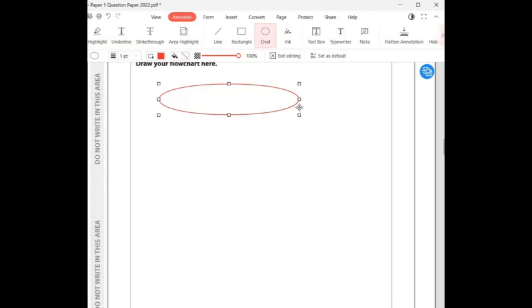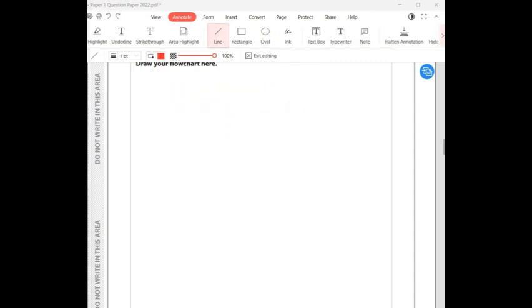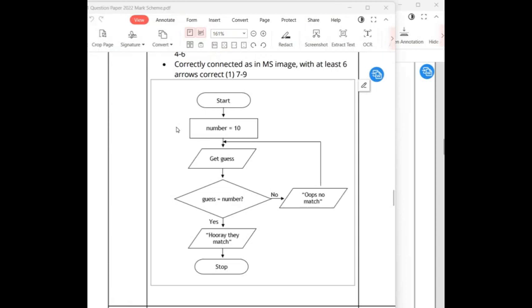So that would be like a start. Then we go down. So this is how you could do it. So you got your start and you got your stops.